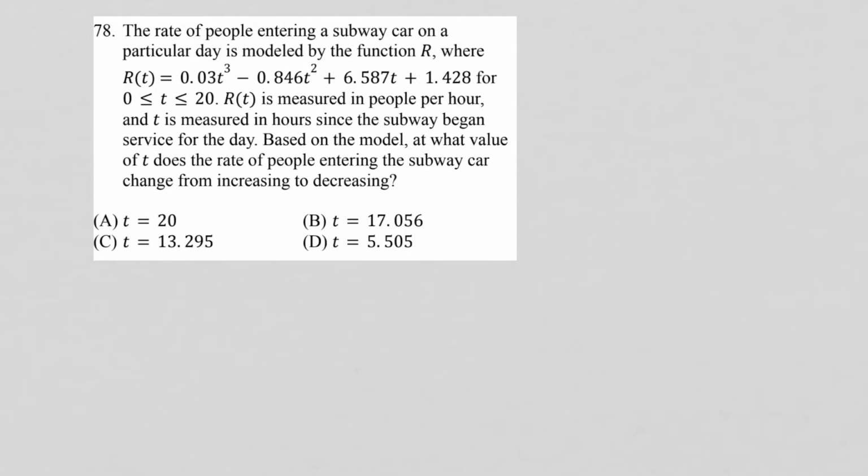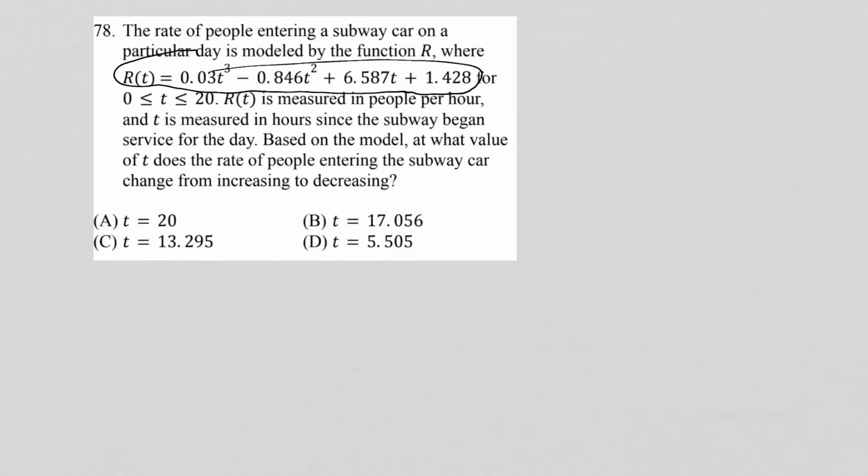Here, the rate of people entering a subway car is modeled by this function. So you put t in, anything from 0 to 20, and it tells you the rate or how many people are coming in the car into the subway. People per hour. T is measured in hours.